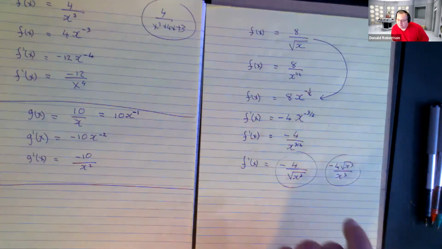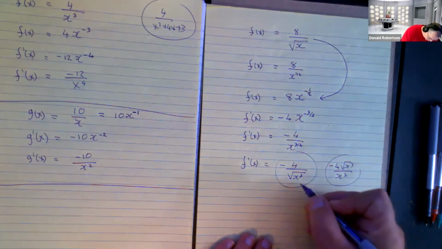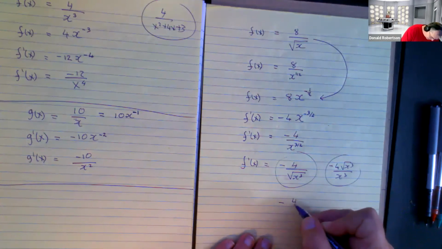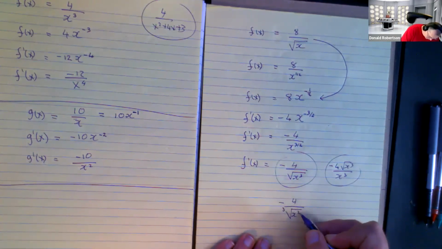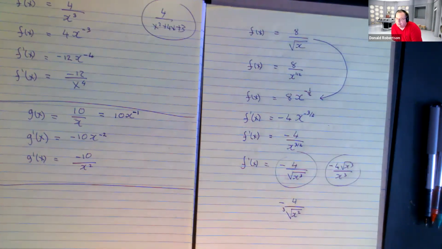And it becomes even more important to probably leave it like this when your answer ends up being a guy that looks like that. -4 over the cube root of x squared. You do not want to try and rationalize the denominator of a cube root. Would you agree? Cube roots do not rationalize, right? There's no way of making the cube root go away without making the top so really weird that you wouldn't want to do it, right?